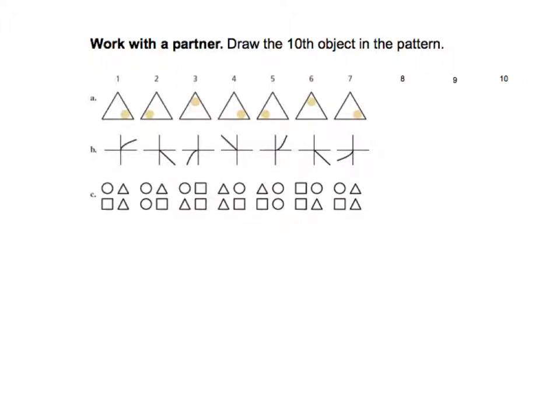So what I would like for you to do is pause the video, and then I want you to actually finish this. Draw the 10th object in the pattern. So if you notice, it has the first 7 objects in the pattern drawn for you, and then go ahead and draw what you think is the 8th, the 9th, and the 10th, and you should have some kind of reasoning on why you are thinking that that's true. So go ahead and pause the video and work through that.